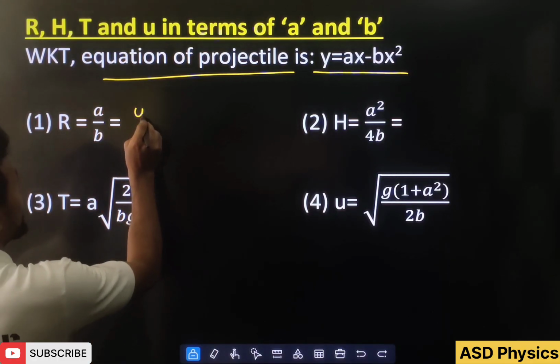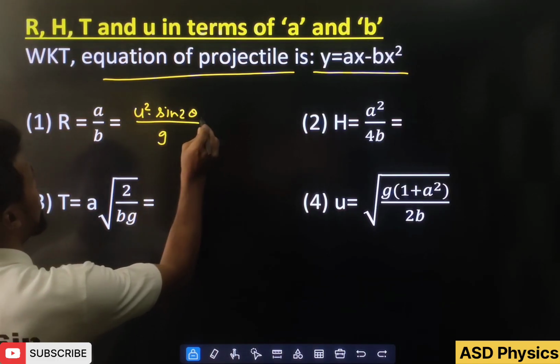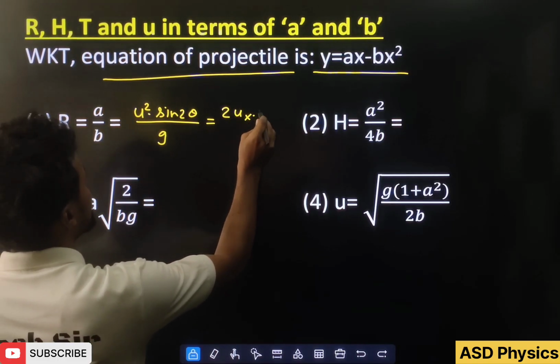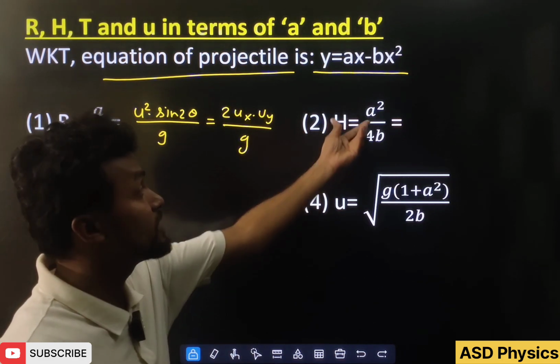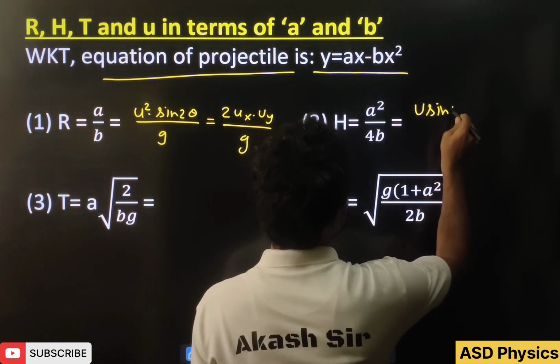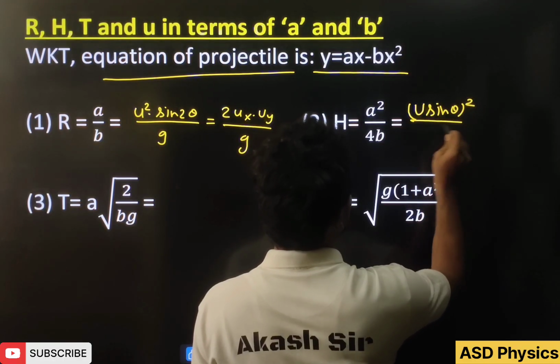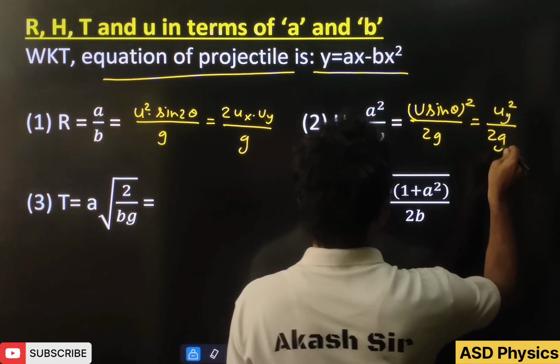Even I have taught you this also: u square sine 2 theta by g, and in component form I have taught you 2 ux uy by g. Similarly, maximum height we can write as a square by 4b. And what I have taught you is u sine theta whole square by 2g. In component form, I can write uy square by 2g.